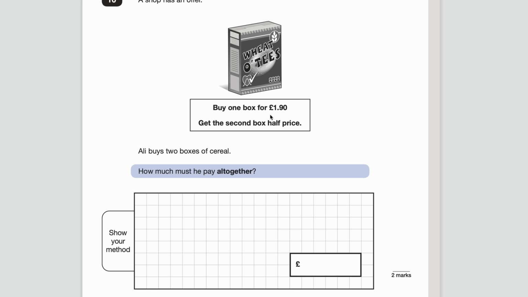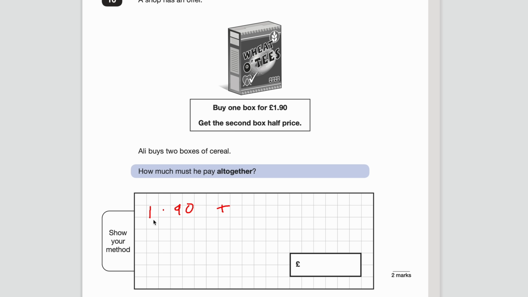So if we read this offer, we know that you still have to buy one box at full price, which is £1.90. So if you want to get the second box half price, you need to make sure you buy the first one. So in that respect, we have £1.90 plus whatever half of £1.90 is, because that's the half price. How do we work that out?